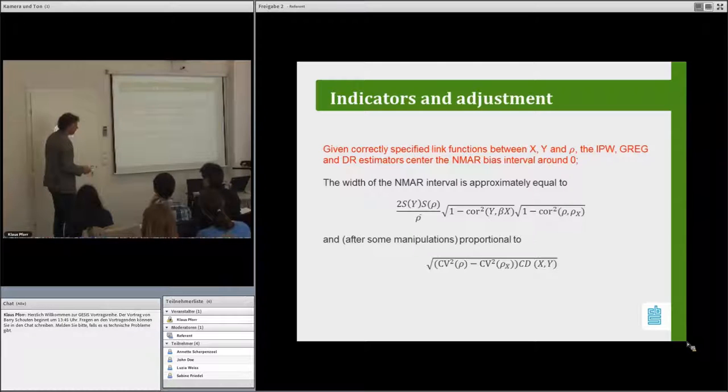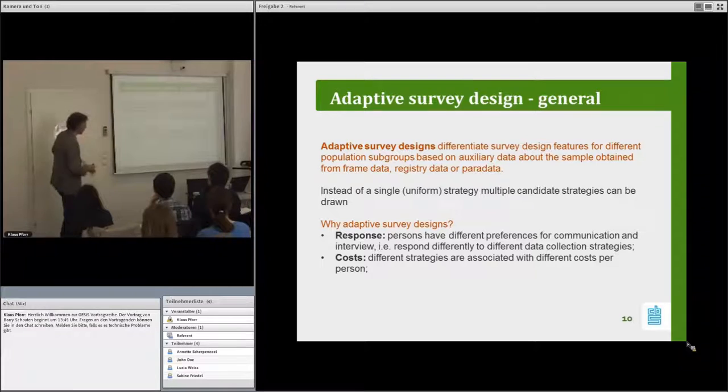Okay, so I'll try to keep this in mind for a while. I'll make a short intermezzo to adapt to survey designs. Because in these designs, we try to actually get these indicators as small as possible. That's the objective in these designs. So can we allocate our resources in such a way that these indicators get as balanced as possible, so they get very, very small.